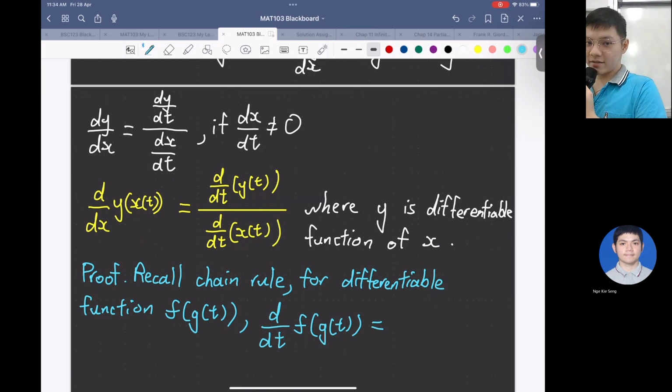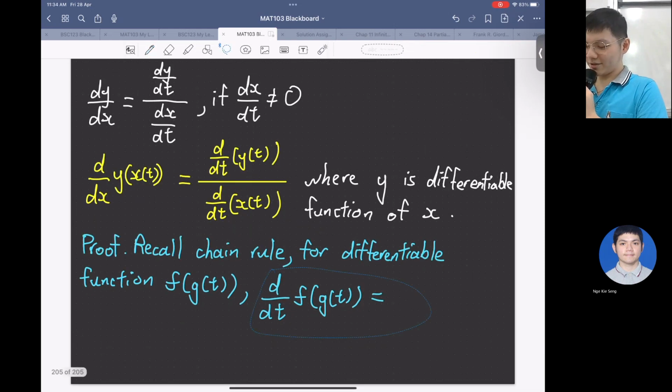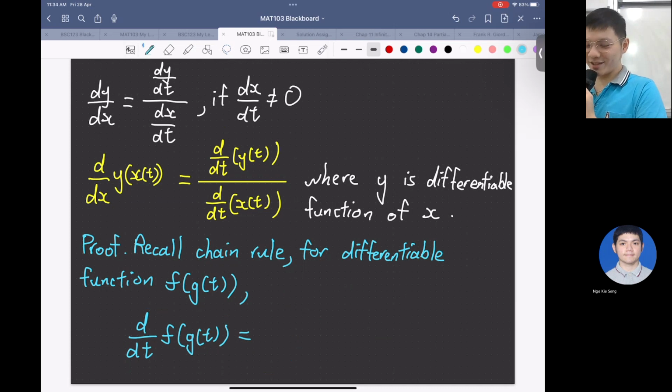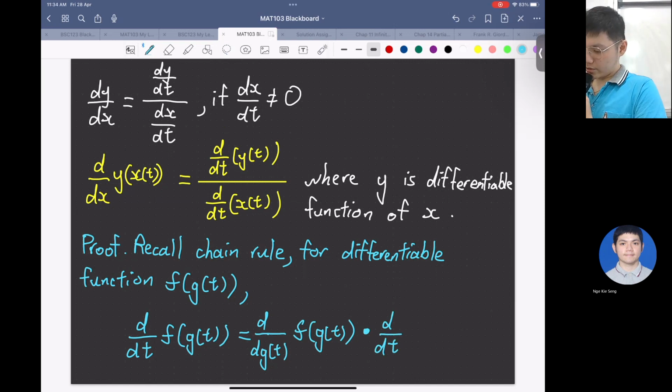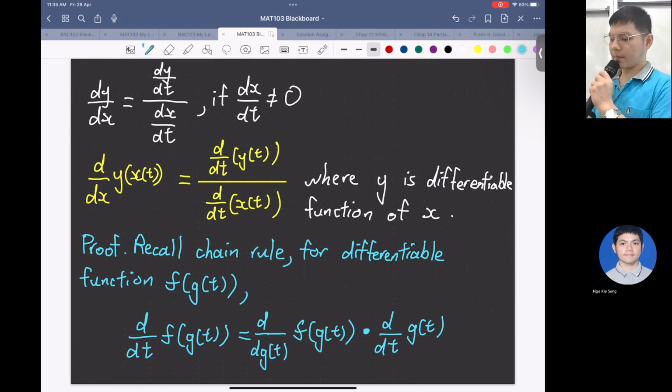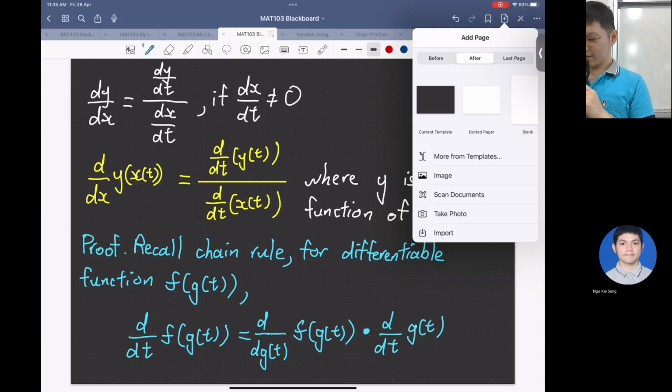f by g(t), then g by t. Okay, I think that's a bit too short. Differentiate f with respect to g, right, g(t), multiplied by differentiating g(t) with respect to t. So everyone agree on this? Okay, the chain rule.